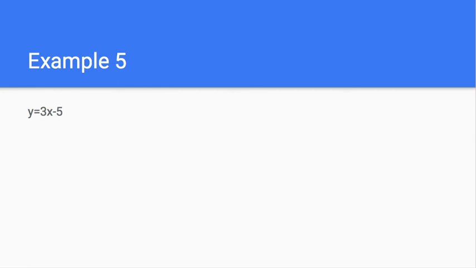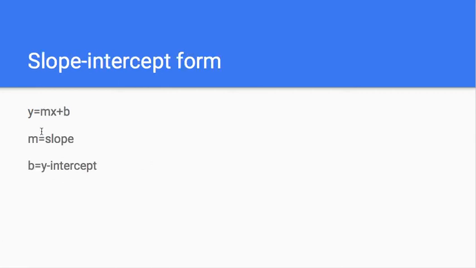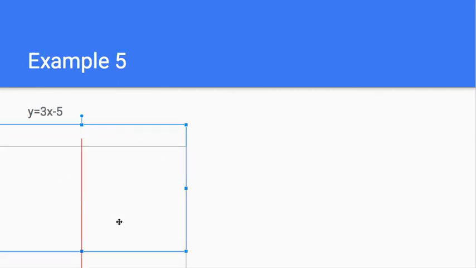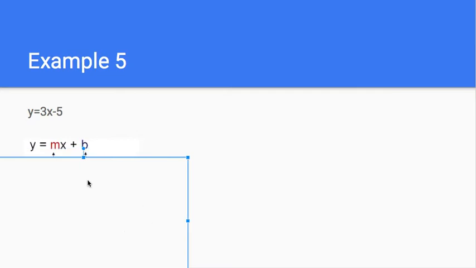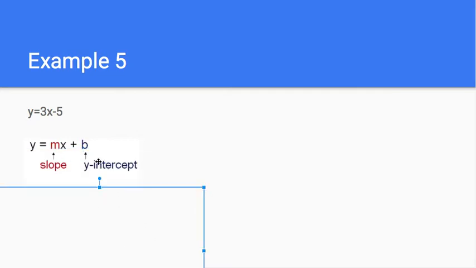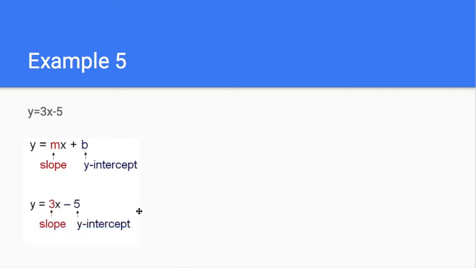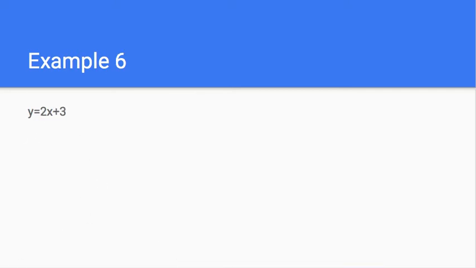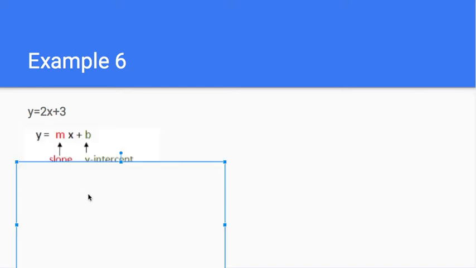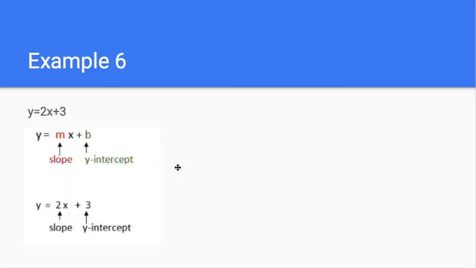So here I have y equals 3x minus 5. So y equals mx plus b. M is my slope, so my slope here is 3. B is my y-intercept, so my y-intercept is negative 5. On this next one, again, I do y equals mx plus b, where m is my slope, b is my y-intercept. 2 is what's being multiplied by x, so my slope is 2. My y-intercept is 3. Now we'll do more practice on this in class, so I will see you tomorrow.